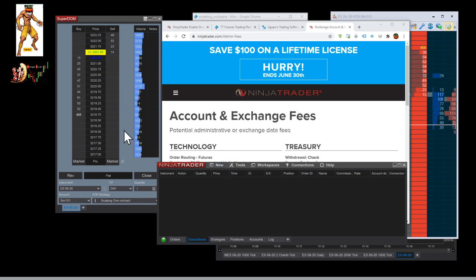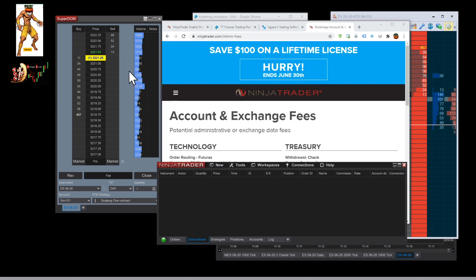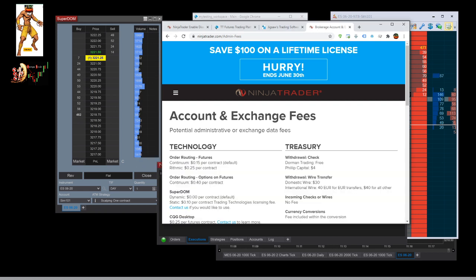The Superdome is a tool that is on NinjaTrader by default. If you go on your NinjaTrader, normally all of you should get something like Superdome Dynamic. The Superdome Dynamic will give you this thing over here, but you will not have data if you have not activated something called level 2. Level 2 is the data that allows you to understand where people are placing limit orders.